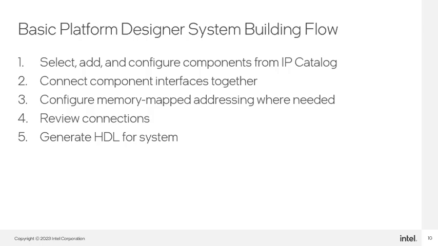Recall that a component interface is defined as a standard and made up of one or more signals. Platform Designer will only allow interfaces of the same or compatible types to be connected together. Next, for interface standards that require addressing, manually or automatically specify addresses for access by other components. Once you've made the connections and specified addressing, review to make sure everything is valid. All the necessary connections between components must be made correctly in order to implement your design's intended data flow.